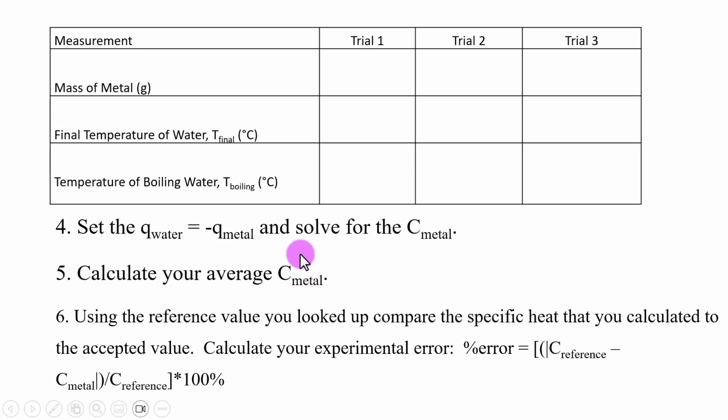Part 5, calculate your average C of metal. So you take the negative value for Q divided by the mass divided by delta T. Get the C of metal, then you average those 3 values. Lastly, you know the C of metal from part 5. The C of reference is given to you in the instruction page, so use that value for reference. Then do the percent error calculation and see how close we got.